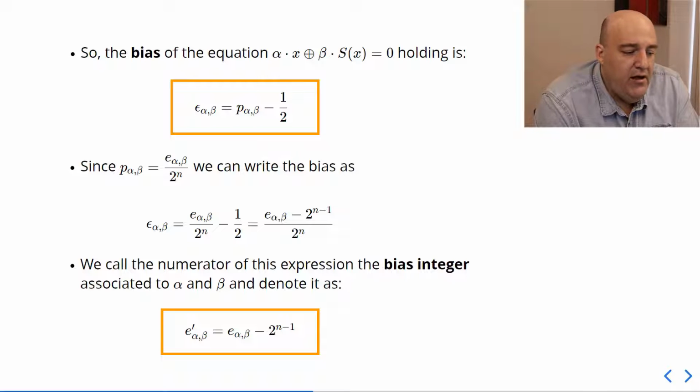We're going to call that E alpha beta prime, and that's what we're going to call the bias integer. And that's, in fact, the entry of the LAT. Those bias integers, those numerators of the bias value, namely E minus 2 to the n minus 1, are the entries of the LAT. Those are the values of interest for us. So E prime alpha beta is E alpha beta minus 2 to the n minus 1. That's an important definition. Those are the entries of the LAT.